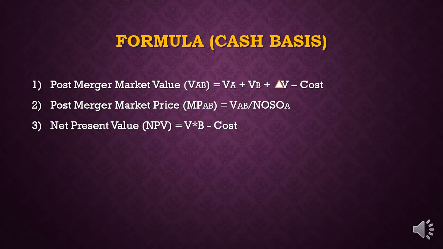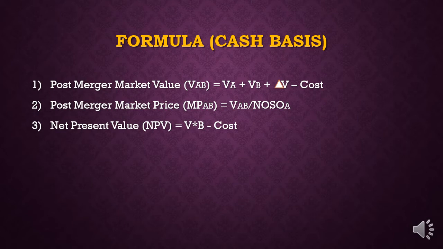Next are the formulas that specifically focus on the cash basis. Under the cash basis, there are three formulas that you should know. The first formula is regarding post-merger market value, which is VAB. The formula is equal to VA, which is the market value of company A, plus VB, which is the market value of company B or the target company, plus the synergy and minus the cost of merger.